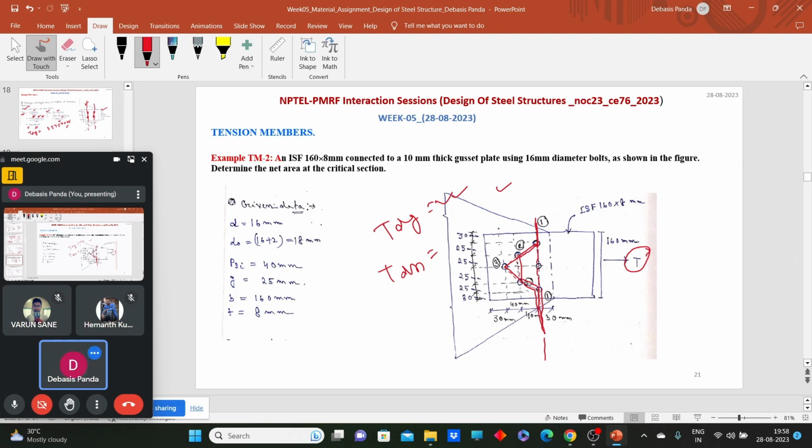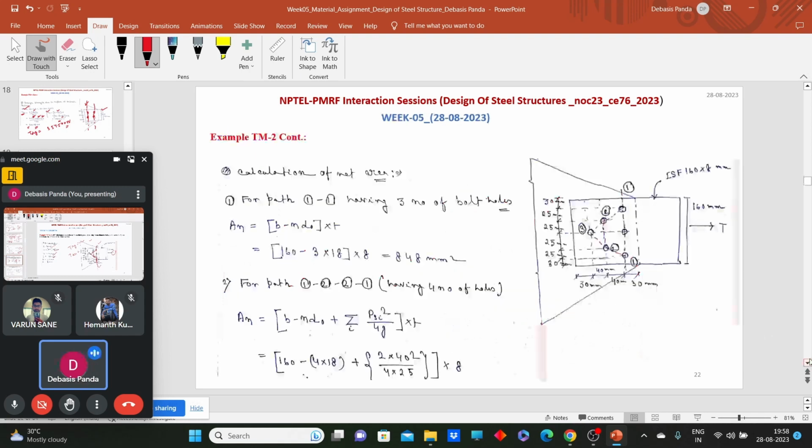So what is given here? Write it down. The diameter of bolt is given. Diameter of bolt hole we can find out. For 16 bolt, the standard clearance is 2. The staggered pitch is given as 40, the gauge is given as 25, and the plate width and thickness are given. So first we need to find out which section is the critical section. In the last class we found that the 1-1 section was the critical section because the net area along the 1-1 section will be less. So quickly go through that.